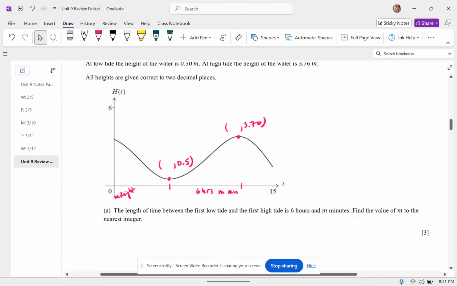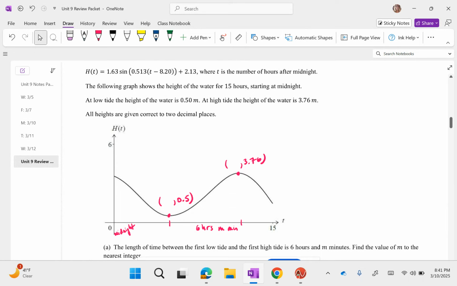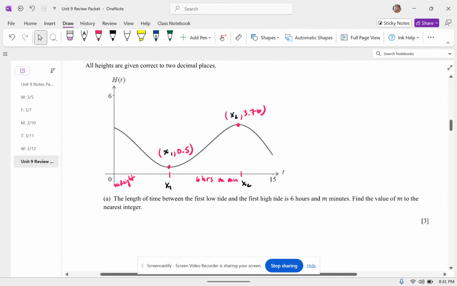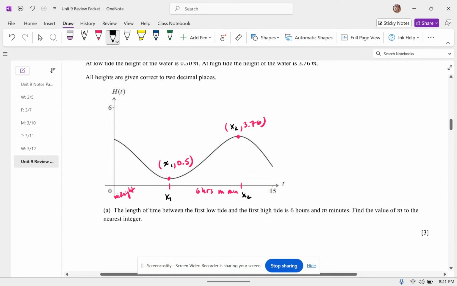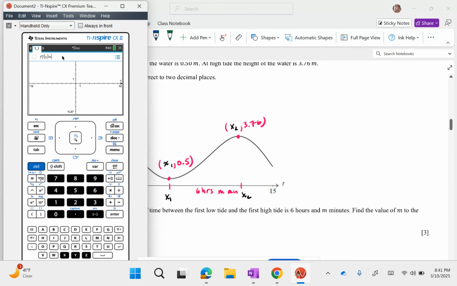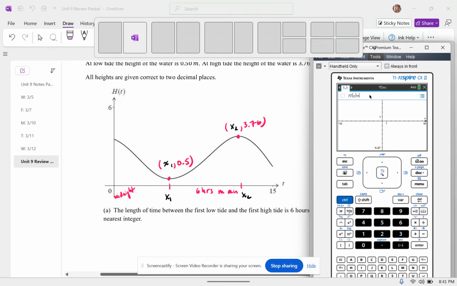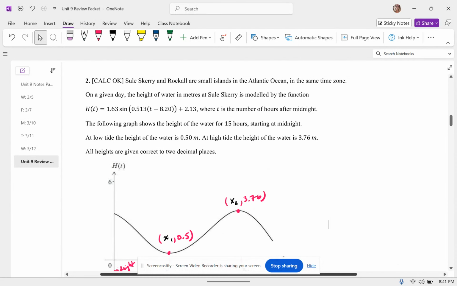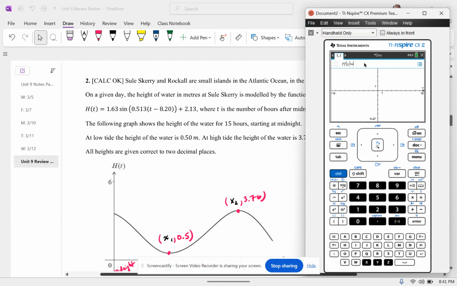Okay, so this is a calculator question. I'm allowed to graph it. I'm going to do that so that I can get these x's here, right? And then once I get those x's, I can say, okay, the time between here is 6 hours and some number of minutes. That's my plan. This is an IB exam question from last year, if I remember correctly. All right, so I'm in radians, good to go.